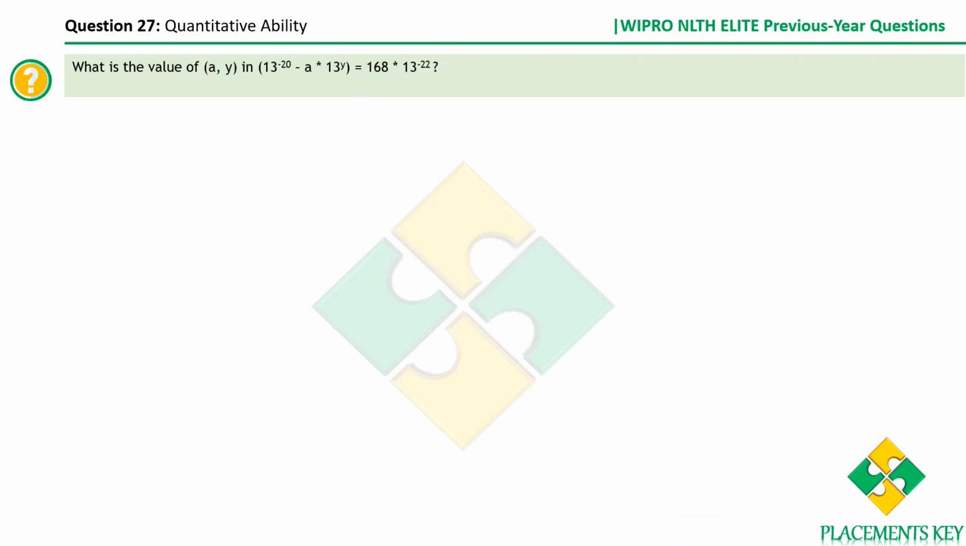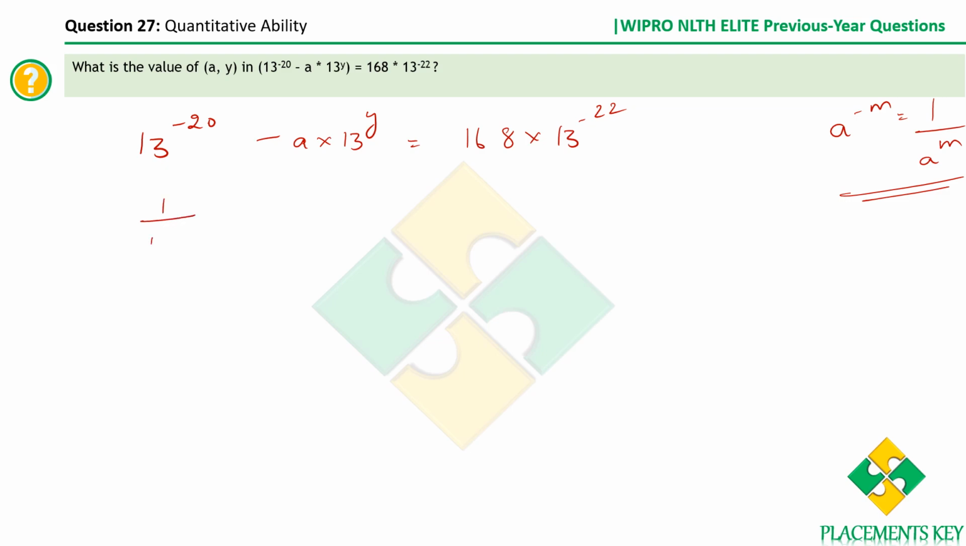Let's move on to the next question. What is the value of a comma y in 13 power minus 20 minus a into 13 power y is equal to 168 into 13 power minus 22? We know that a power minus m is 1 by a power m. Let me use this here. 13 power minus 20, what is it? It is 1 by 13 power 20 minus a into 13 power y. This is equal to 168 divided by 13 power 22.